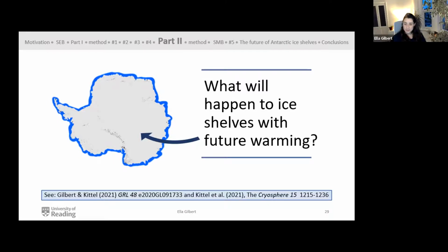Okay, so this bit is going to switch tack a little bit and zoom out to look at the Antarctic as a whole, and look more at the future and think about what is likely to happen to ice shelves with ongoing future warming. This primarily is part of a paper that we published earlier last year in GRL, and my colleague Chris Kittle also wrote a really excellent paper that was in The Cryosphere. So if you are interested in this, I'm just pointing you towards those as well.